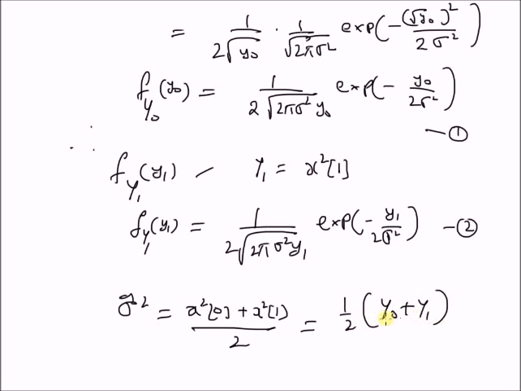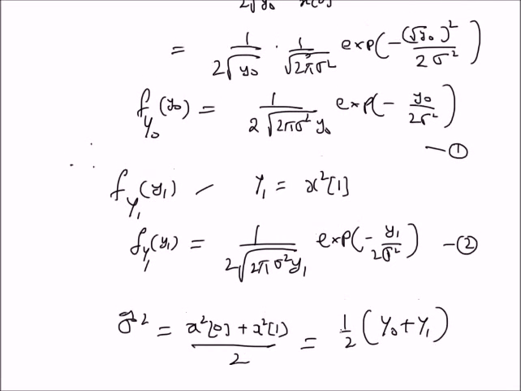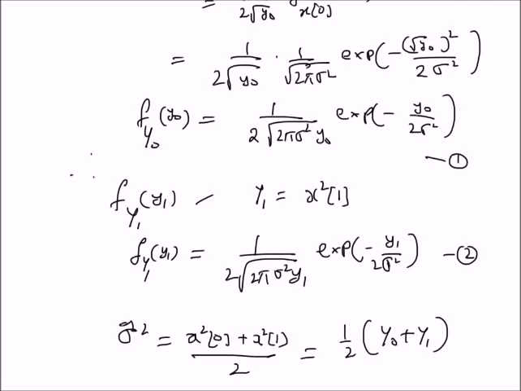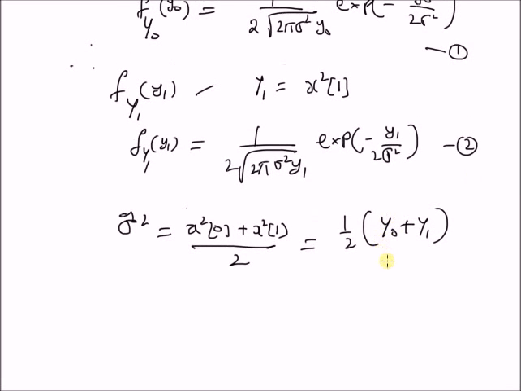And we already know the PDFs of y0 and y1. Since x of 0 and x of 1, that is the two observations, are independent of each other, we can safely assume that their squares, that is y0 and y1, are also independent of each other.